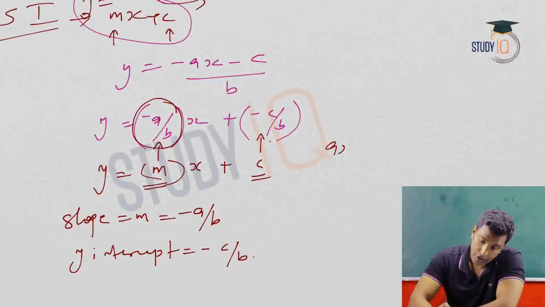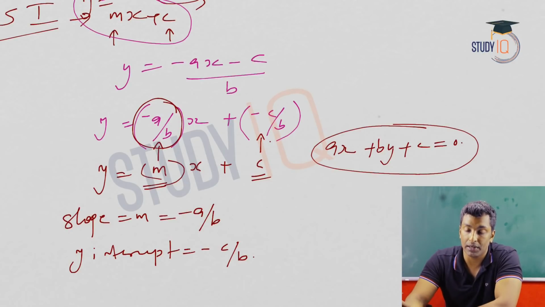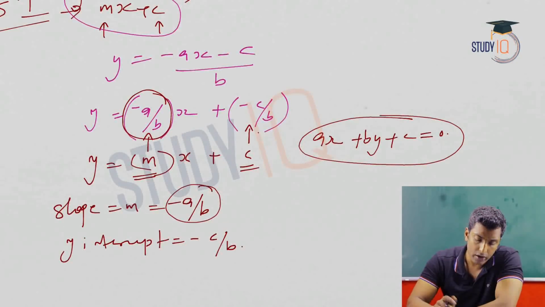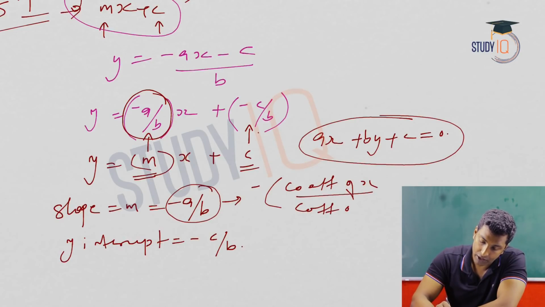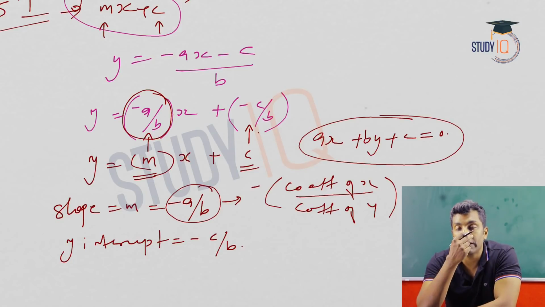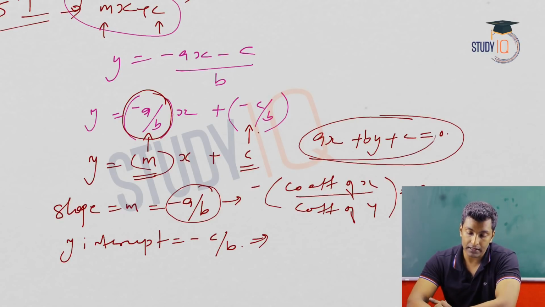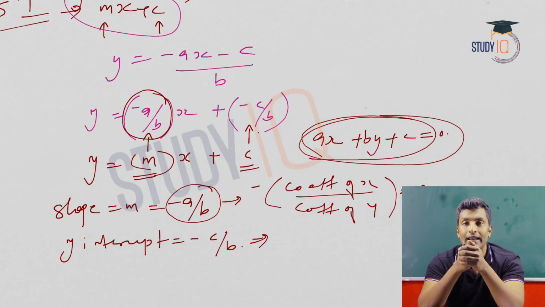Now your equation was ax plus by plus c equal to 0. This is a general equation. I am asking you what is the slope. Slope is minus a by b, or you can write it as minus of coefficient of x divided by coefficient of y. If you take minus coefficient of x divided by coefficient of y, what you get is m, the slope. Similarly, what is y-intercept? If this equation is given, there is one way I already told you, right? You can get y-intercept.